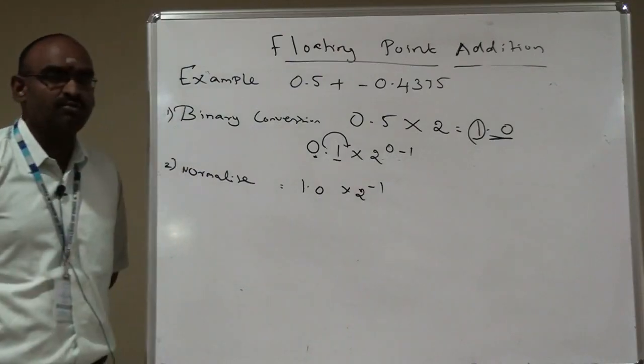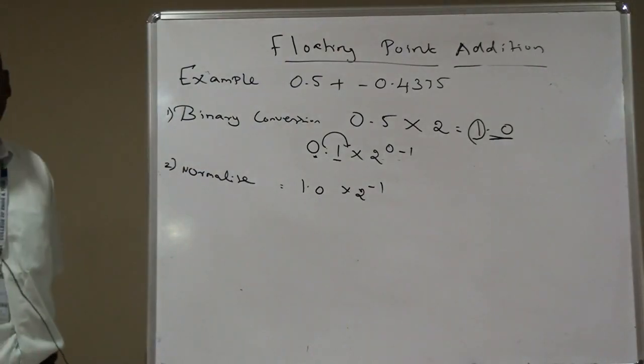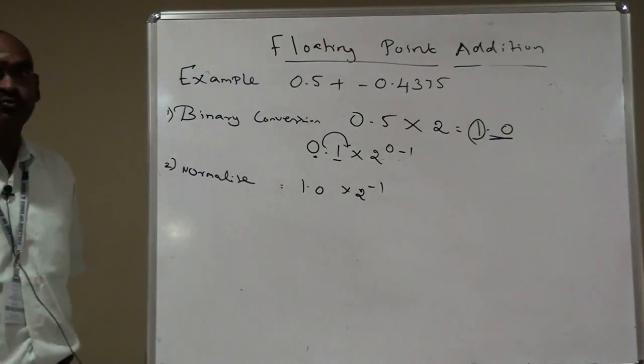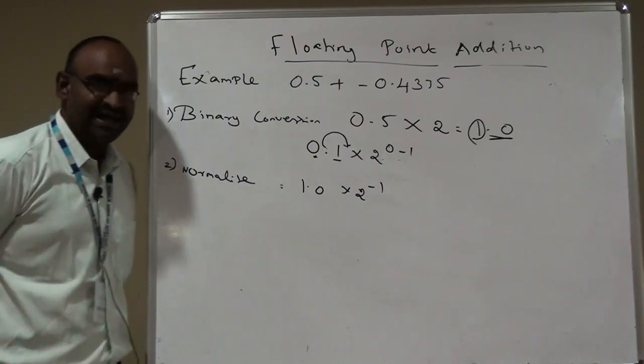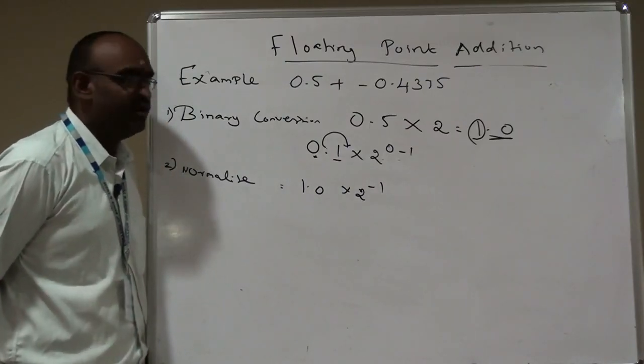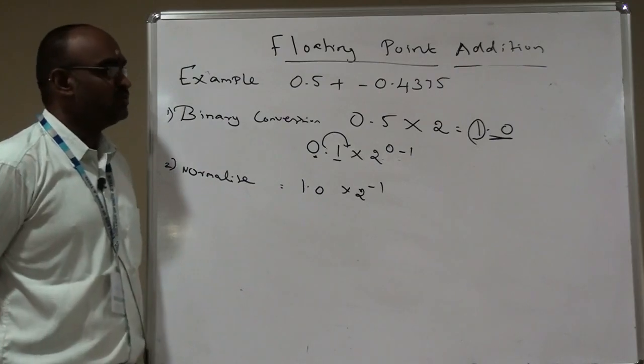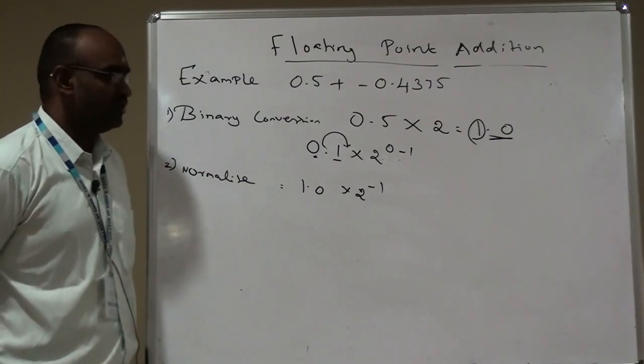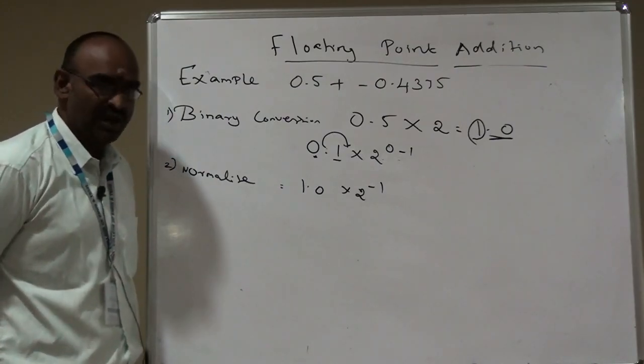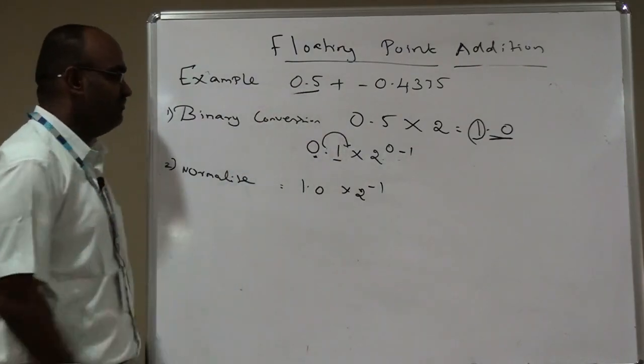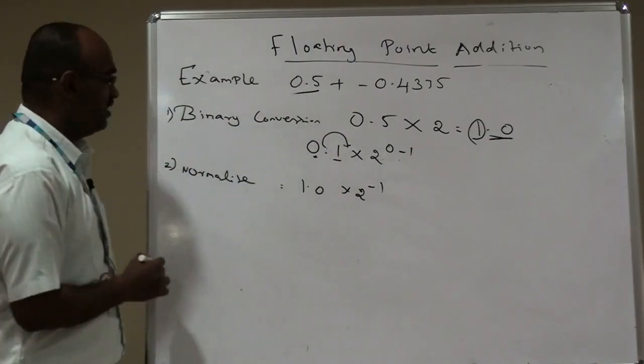So this is the normalized value of 0.1 into 2 power 0. We do a shift right to make it normalized, so the exponent is decremented: 2 power 0 minus 1 gives 2 power minus 1. So 1.0 into 2 power minus 1 is the first value, 0.5. Similarly, we have to take the second number, with a minus.